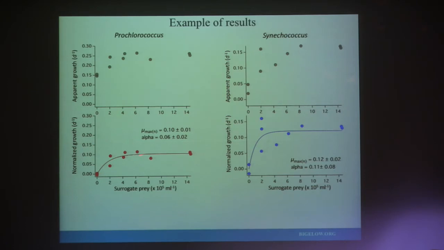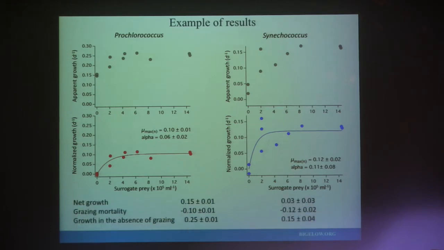And if you normalize that to the net growth rate, then you can fit this function and come up with a grazing coefficient and an alpha as well. If you take these two experiments, then for Prochlorococcus, you get a net growth of 0.15 per day, a grazing mortality of -1 per day, and growth in the absence of grazing is the product of those two values. And the same for the Synechococcus. So in this experiment anyway, it looked like it makes some sort of sense.